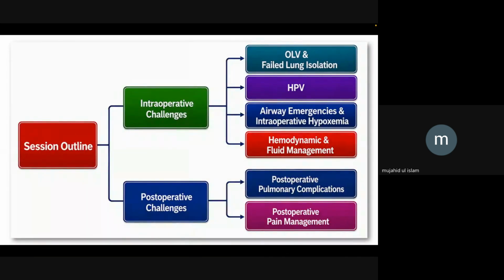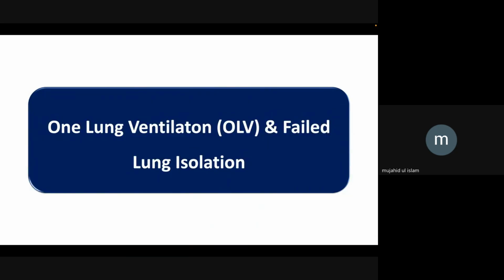And this is the roadmap for today's session. I will start with the major intraoperative challenges in thoracic anesthesia: one lung ventilation and failed lung isolation, hypoxic pulmonary vasoconstriction, airway emergencies with intraoperative hypoxemia, and hemodynamic and fluid management. And I will finish by discussing the key post-operative challenges, including post-operative pulmonary complications and post-operative pain management.